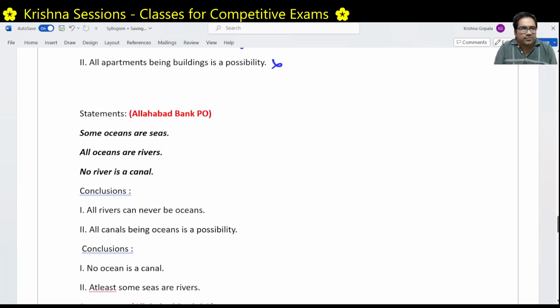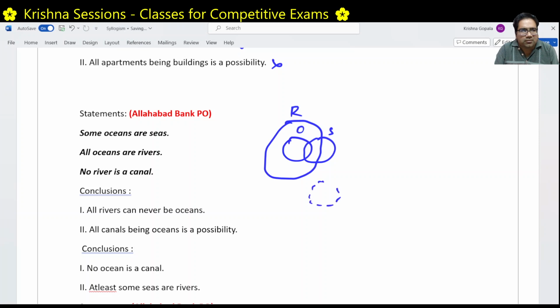Some oceans are seas. Very good. That means these are oceans, these are seas. Some are seas means some are not seas. All oceans are rivers. Very good. No river is a canal. So this is canal. Canal and river have no intersection. But canal and sea can have some intersection. There's nothing stopping us.